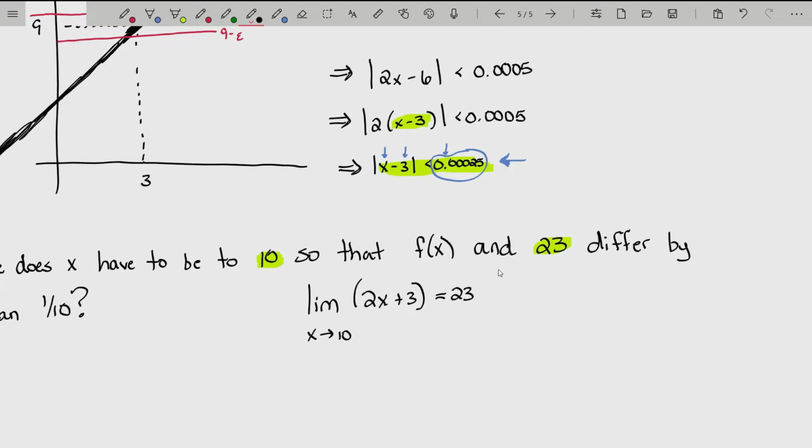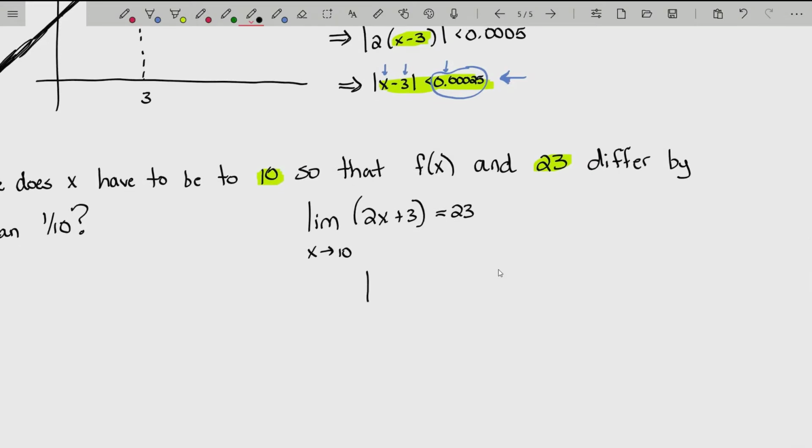So the challenge this time, somebody walks in the room and they say, here's my Epsilon Gauntlet. I'm telling you, the distance between your function and 23, the distance between these two things, I'm requiring it's less than 1/10. I bet you that you cannot find a tight enough neighborhood around 10 so that all of those x values in your tight neighborhood around 10 will lead to y values that cause your function to be within 1/10 of 23. And you take up that challenge and say, well, okay, I will take on that challenge.